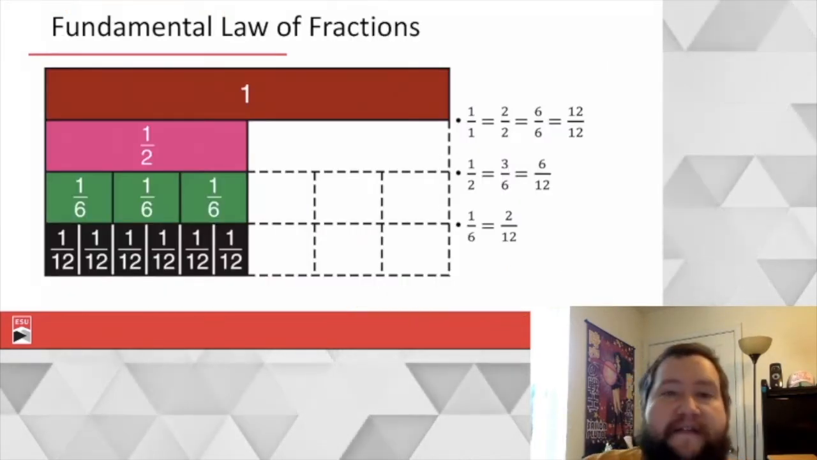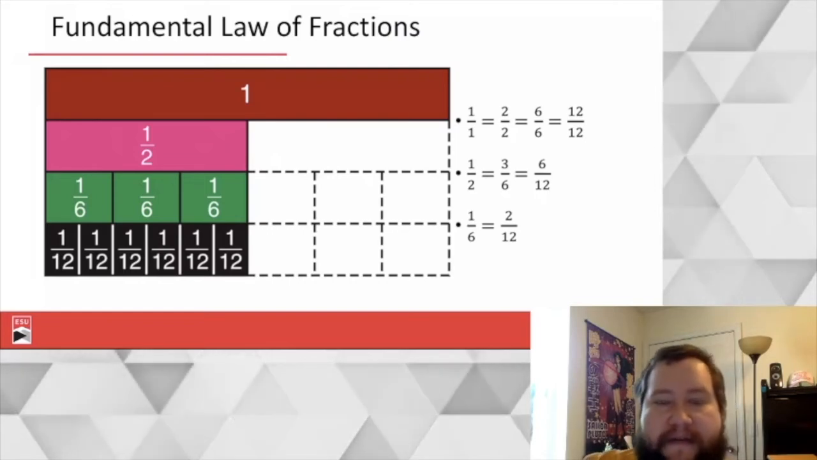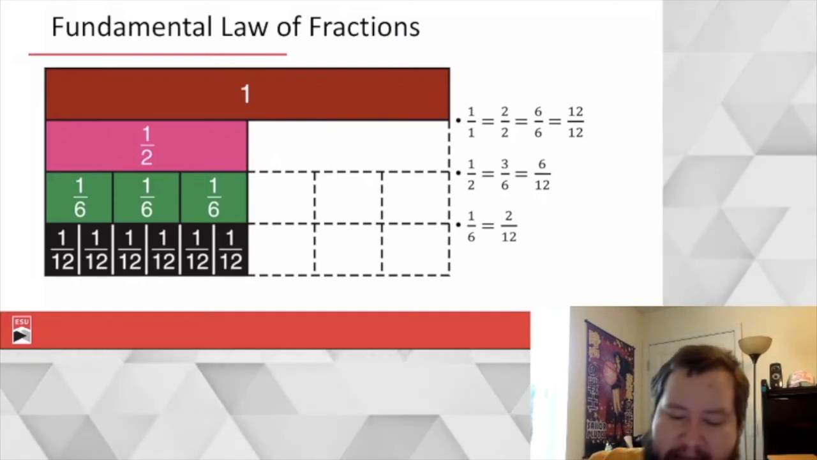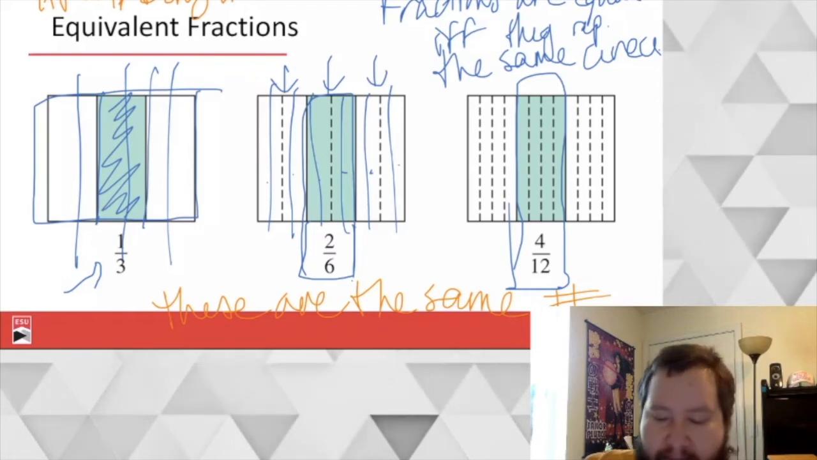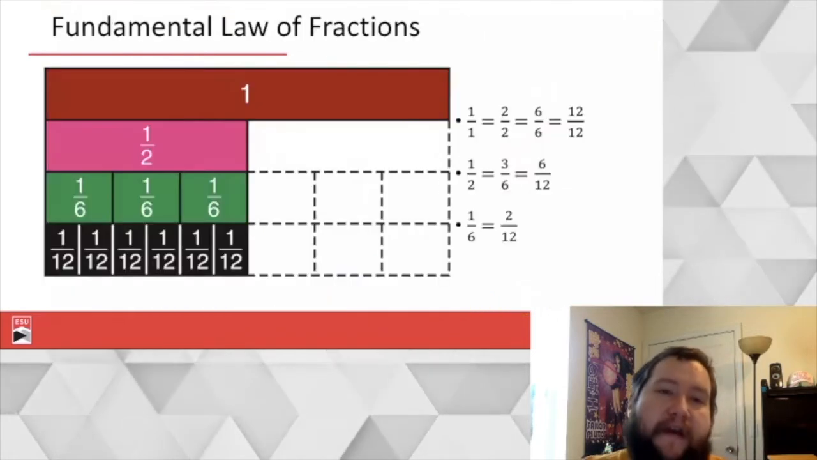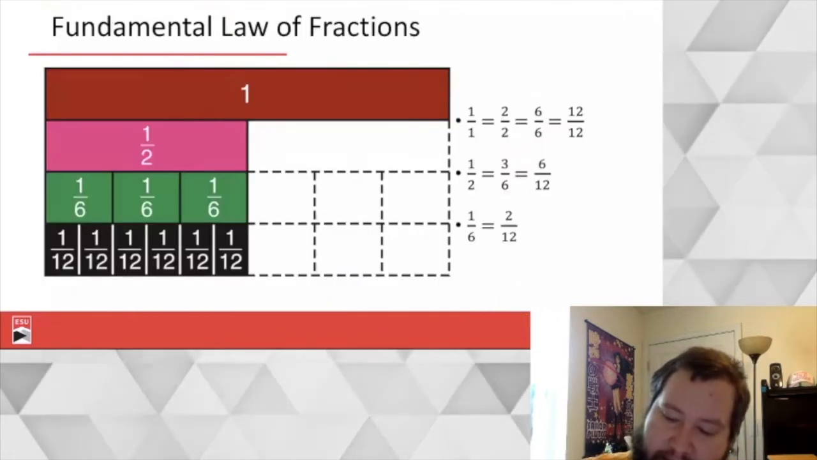And so we can start to see this kind of coinciding equivalence if instead of using these more general area models like we have here, we use fraction bars. And so these are called fraction bars.